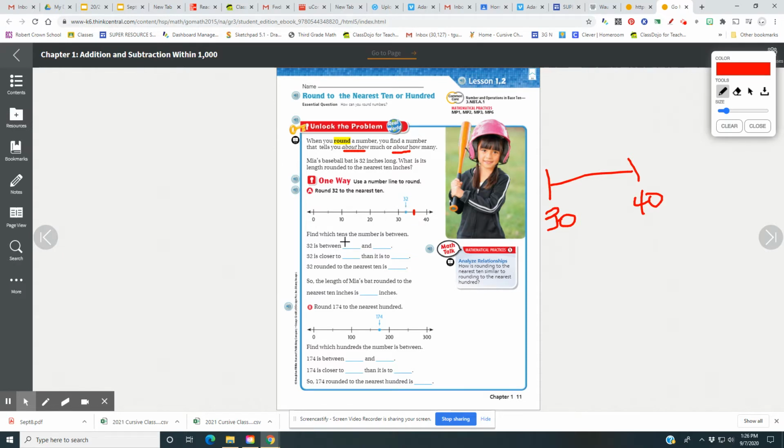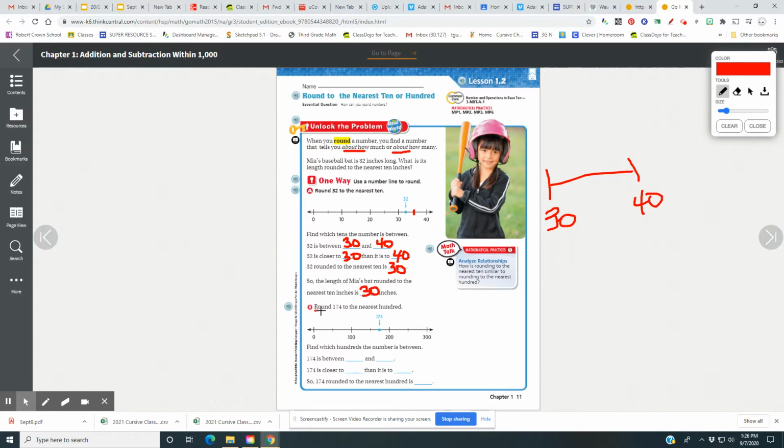It's between the 30 and 40. 32 is closer to 30 than it is to 40. 32 rounded to the nearest 10 is 30. So the length of Maya's bat rounded to the nearest 10 inches is 30 inches.